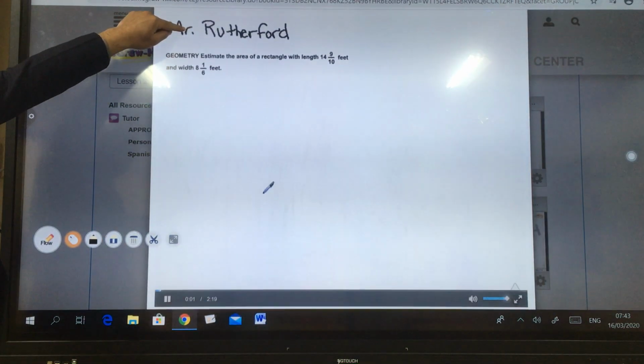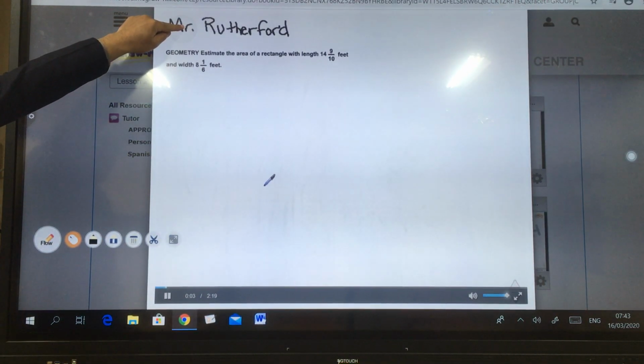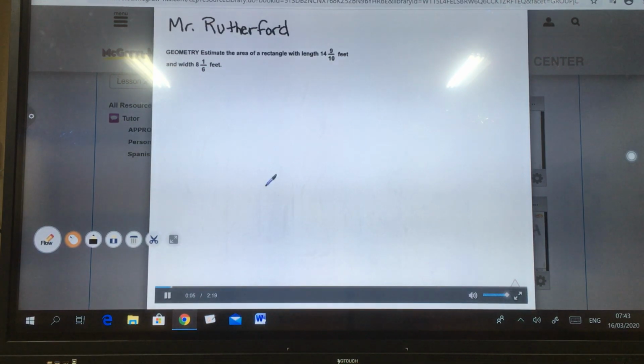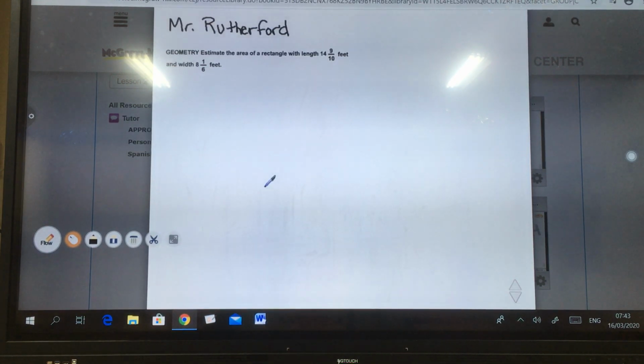Hi, I'm Mr. Rutherford. In this problem, we'll learn how to estimate with mixed numbers. Estimate the area of a rectangle with length 14 and 9/10 feet and width 8 and 1/6 feet.